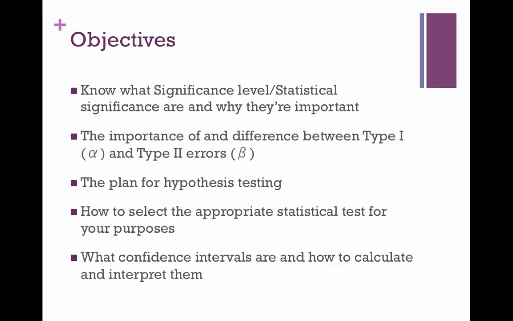And we'll also learn about the difference between type 1 errors, which are also known as alpha, and type 2 errors, which is a beta error. We'll also learn about the plan for hypothesis testing.